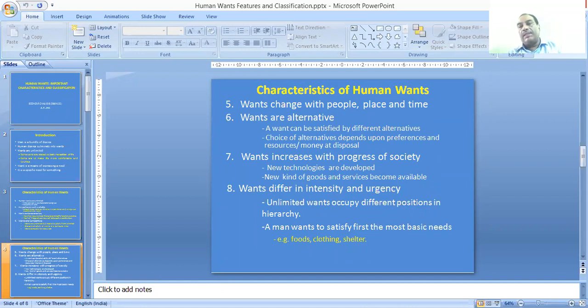Then wants increase with progress of society. As society progresses, many new types of products come out, new technologies are there to produce newer kinds of things, and those things are available in the market. So with the progress of society, we get alternatives to satisfy our wants, and as per the availability of commodities, goods, and services, our wants also change.